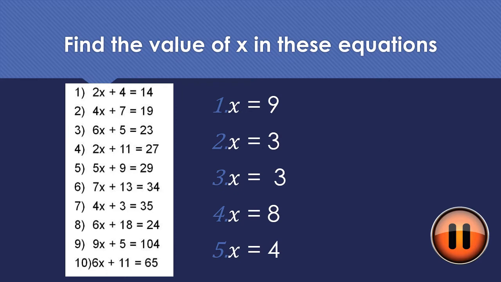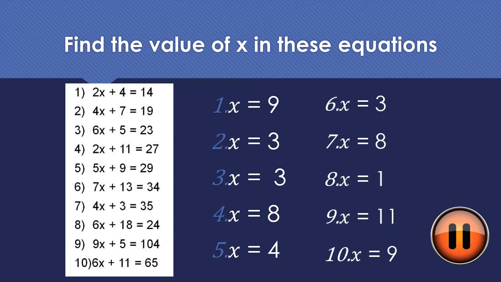And I'll go through the last 5 even quicker by just putting them all up. So for number 6, x is 3. 7, x is 8. For number 8, x is 1. For number 9, x is 11. And for number 10, x equals 9. So well done if you managed to get those. If you didn't, maybe go over them again and see where you went wrong in your calculations.